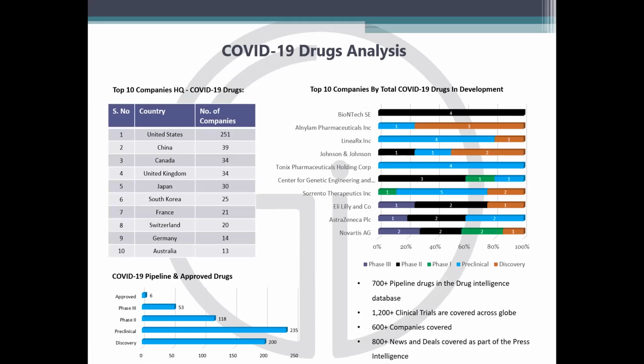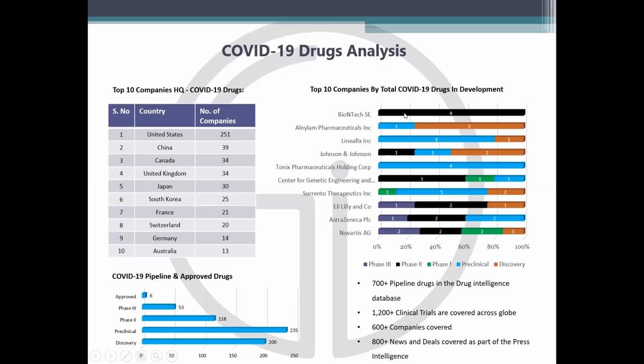So to the context now. Now we are talking about the COVID drugs. We cover the COVID-19 drugs, and as of now in the database we have 251 United States companies working on COVID-19 drugs, followed by China with 39 companies, and Canada with 34 companies. So these are the top 10 country headquarters of companies working on COVID-19 drugs.